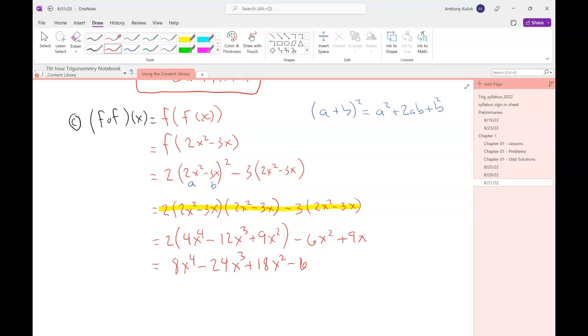You can argue about how shortcutty it is to yourselves. It's okay if you're like, Mr. Kulik, that's not any easier for me. That's okay. You don't have to do it. Mr. Kulik likes it because he can do stuff like that in his head using that shortcut.